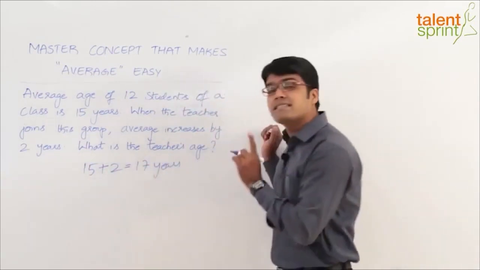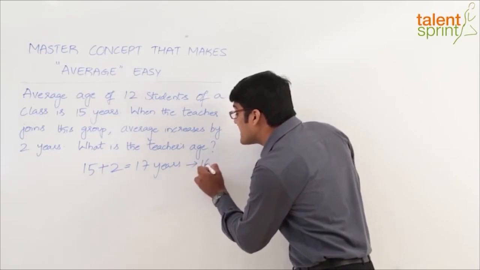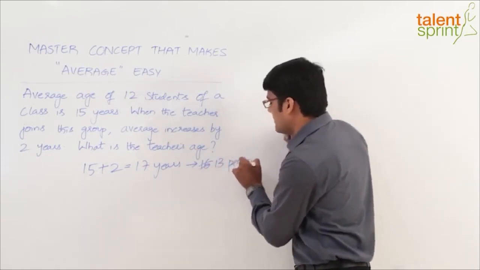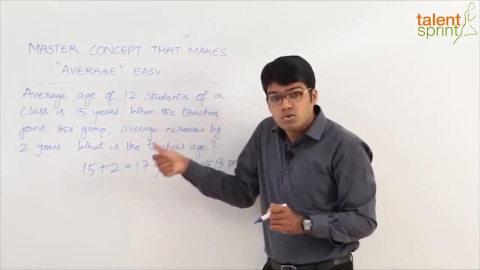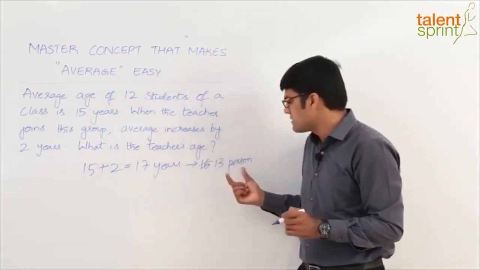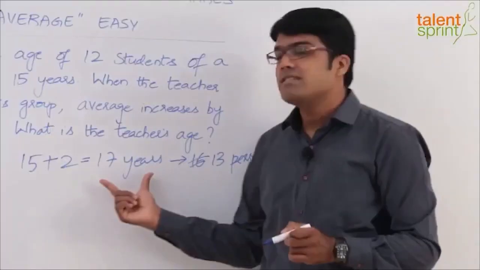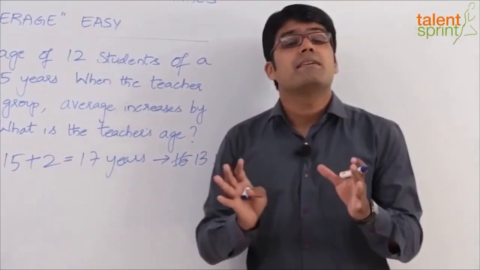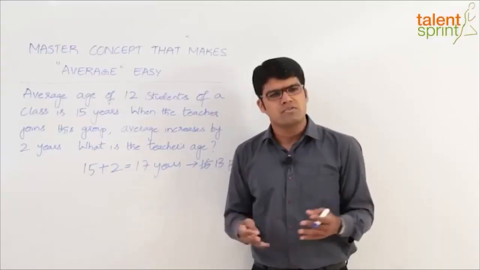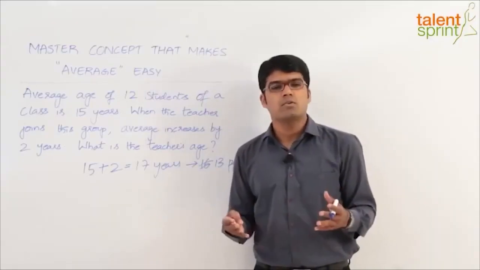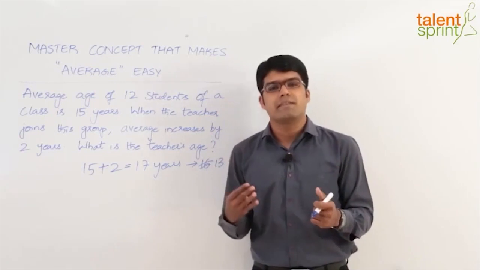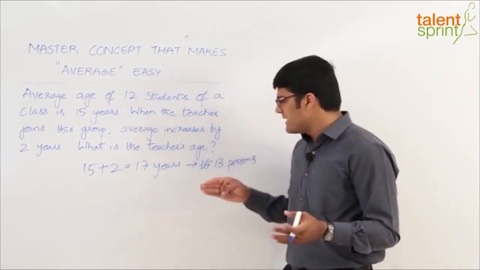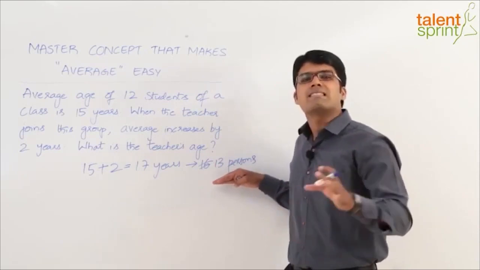And this 17 years is the average for how many persons? It is for 12 plus 1, 13 persons, right? There are 12 students and now the teacher has also joined the group. So, total 13 persons. So, for 13 persons, the average is 17 years. What does it mean? Each of the persons here is 17 years old. Equal distribution, right? Very well, we know that the teacher's age will be much more than 17, right? It cannot be 17 years, but going by our understanding of equal distribution, we can say all the 13 persons here are 17 years old.